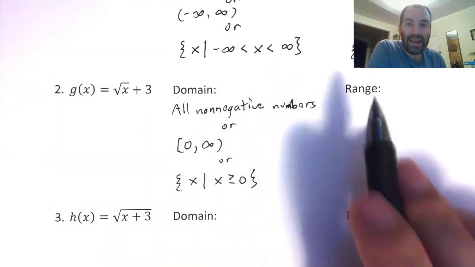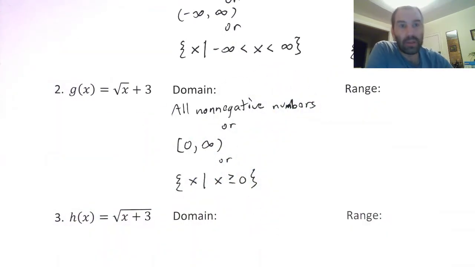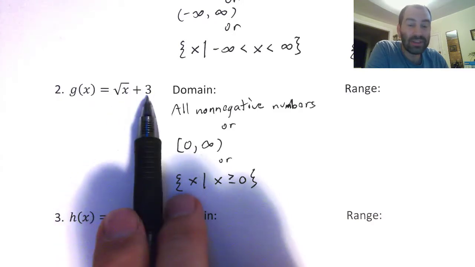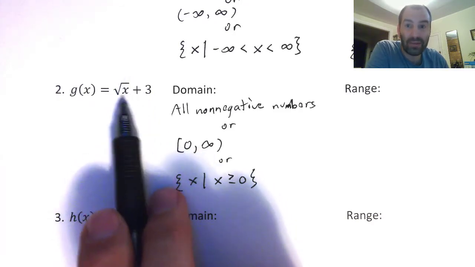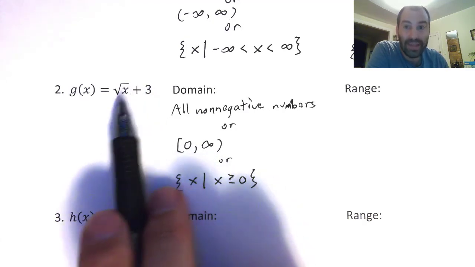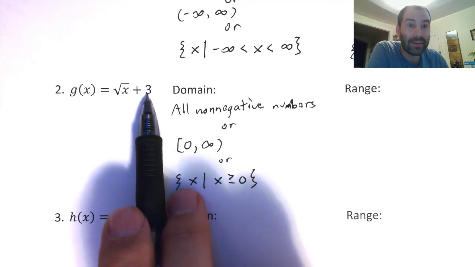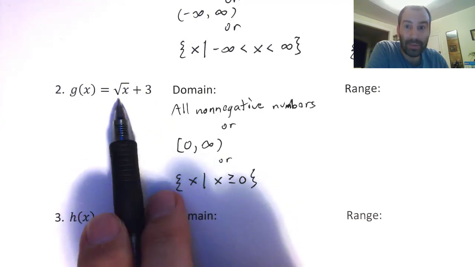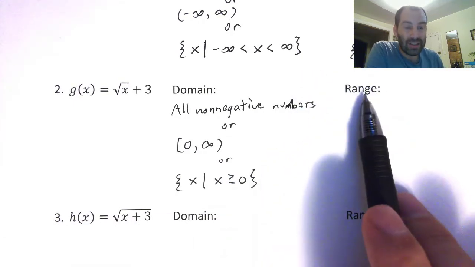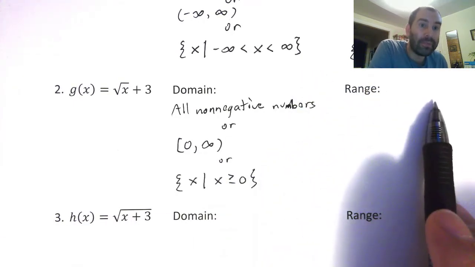Now, what about the range of this function? What are the possible outputs that I can get out? Well, what's the smallest this thing can be? Remember, I'm not allowed to plug in negative numbers for x, but I can plug in 0, right? And the square root of 0 is 0, and if I add 3 to that, I get 3. That's the smallest this thing can possibly get, is 3. And that happens when I plug in 0 for x. So we know the range is going to start at 3 and go up from there.